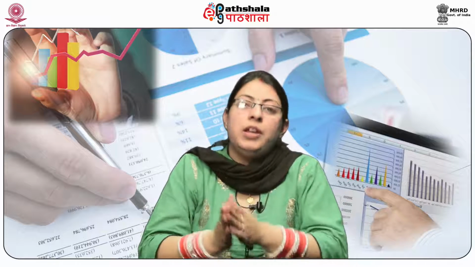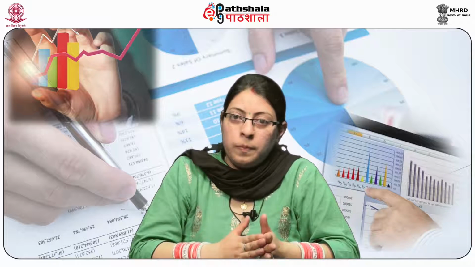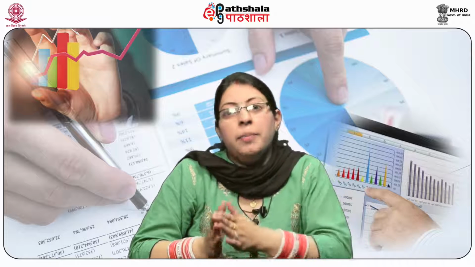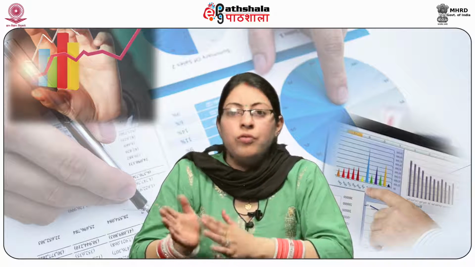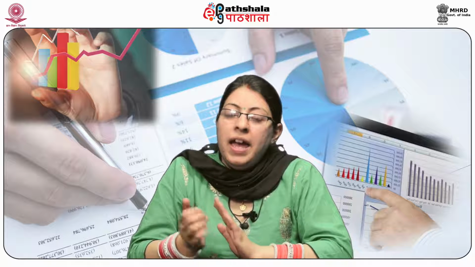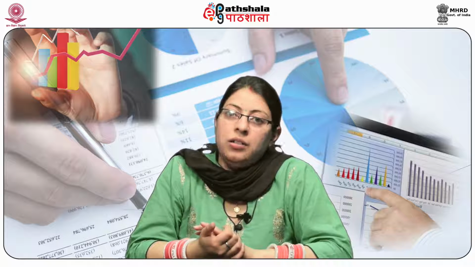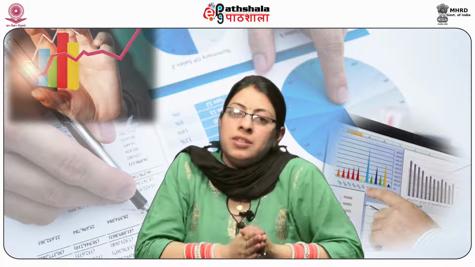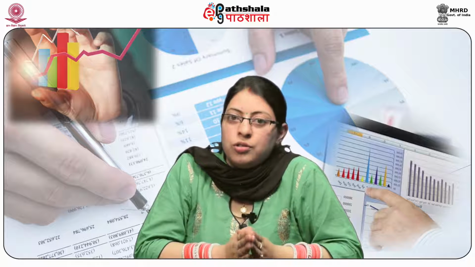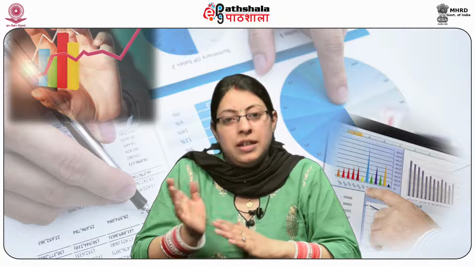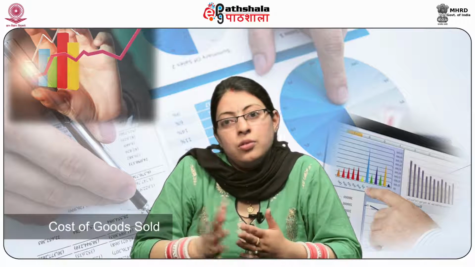Next ratio is inventory turnover ratio. Inventory turnover ratio is calculated by dividing cost of goods sold by average inventory at cost. COGS, that is cost of goods sold, may not be known from the published data. In such case, net sales is considered as cost of goods sold.